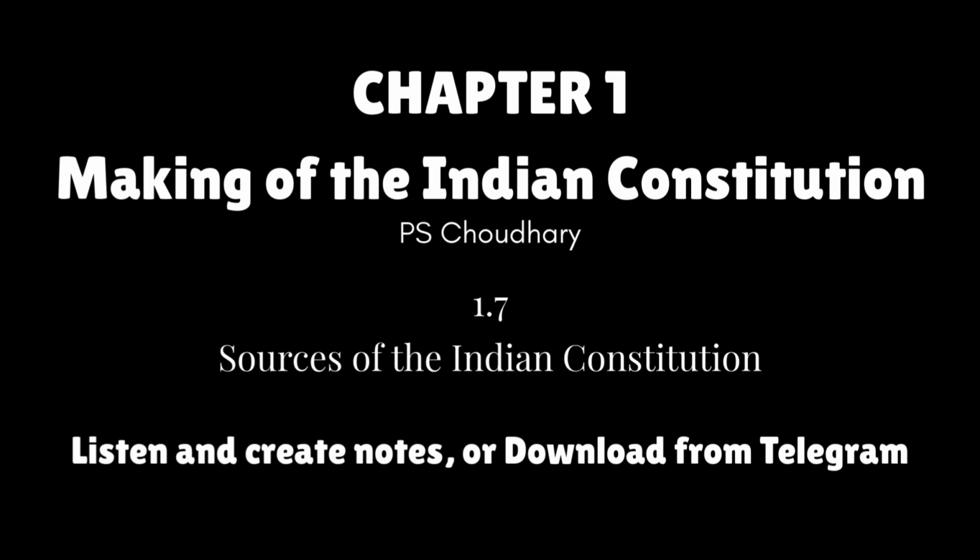Now let us move to Australia. From Australia, India borrowed the idea of the concurrent list. This is a list of subjects on which both the central government and state governments can make laws. Another feature borrowed from Australia is the principle of freedom of trade, commerce, and intercourse across the country. India also adopted the idea of a joint sitting of both houses of parliament to resolve legislative deadlocks. This provision appears in Article 108 of the Constitution.